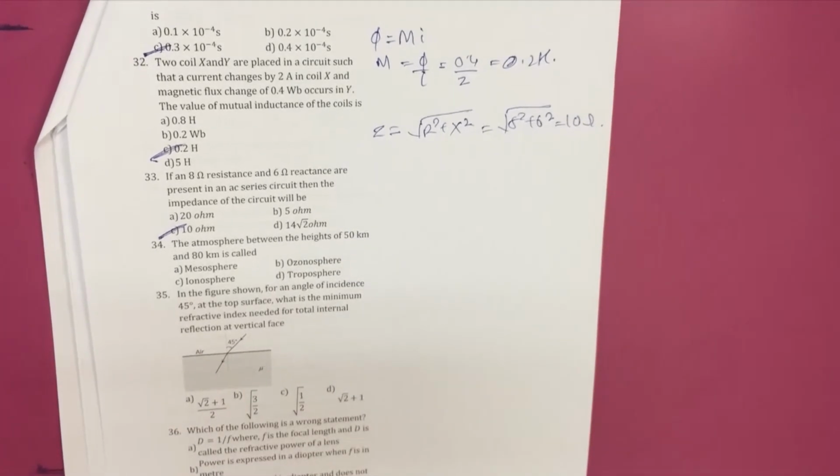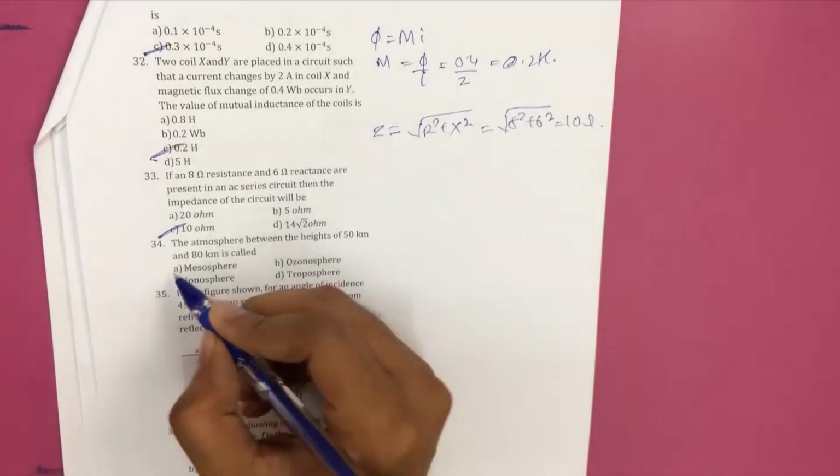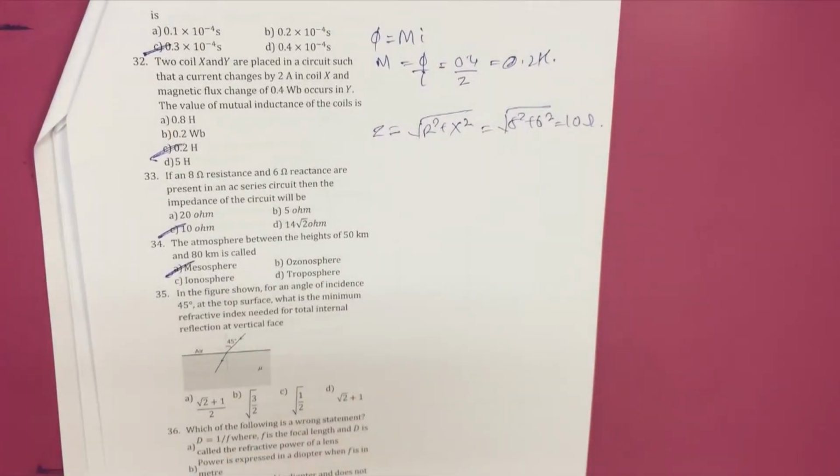Question 34. The atmosphere between the heights of 50 km and 80 km is called mesosphere. That is option A is your correct answer.